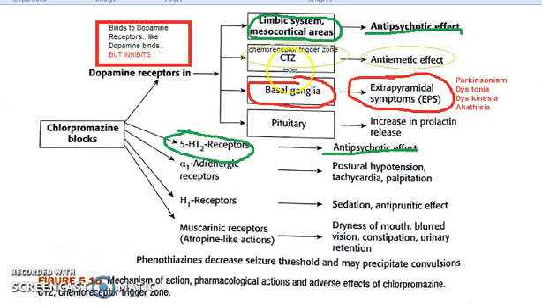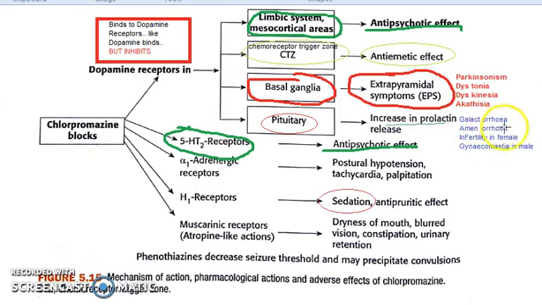However, this drug is not used as an antiemetic. That is something you have to note, okay? Because it has a lot of other negative effects. On the pituitary, it will act and cause increased release of prolactin. So what happens if prolactin is more?